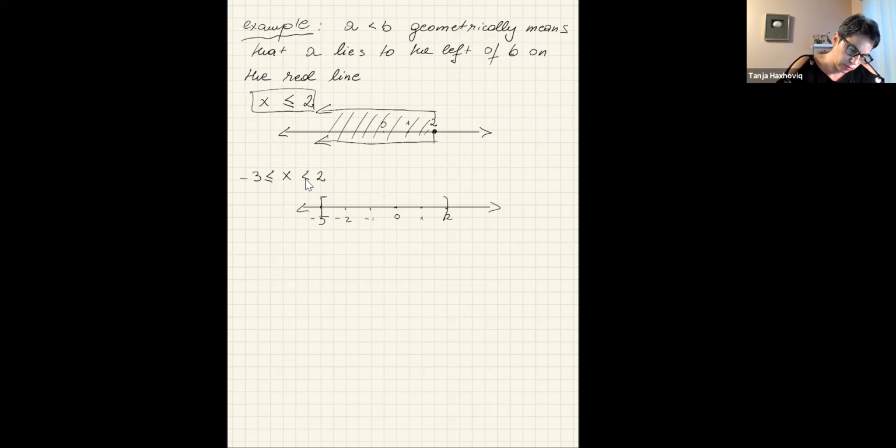So all numbers that are greater than or equal to -3 means all numbers that are to the right of -3, -3 included, and at the same time to the left of 2, but 2 is not included. This means strictly less than 2, not less than or equal to 2. So we're talking about all these numbers that are between -3 and 2. Okay, so more formally, let me remind you of the intervals. What do we mean by intervals?